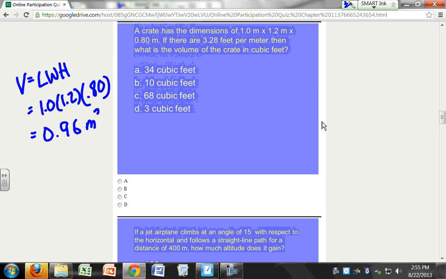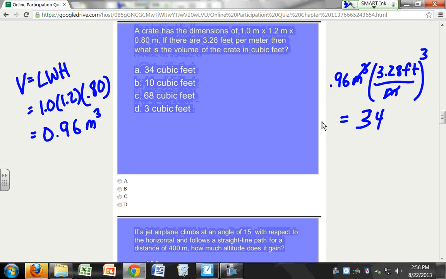That's in meters cubed. And now I want to convert that into cubic feet. So I say 0.96 cubic meters, and there are 3.28 feet per meter. But look, I have to cube this to make those cubic meters cancel and to give me cubic feet. So 0.96 times 3.28 cubed is equal to 34 cubic feet. That's A.